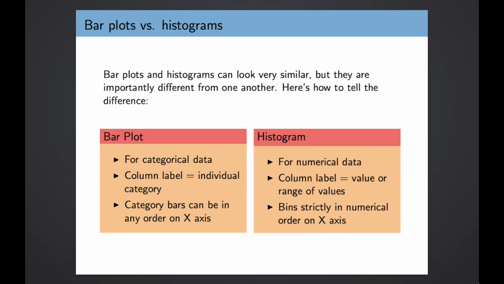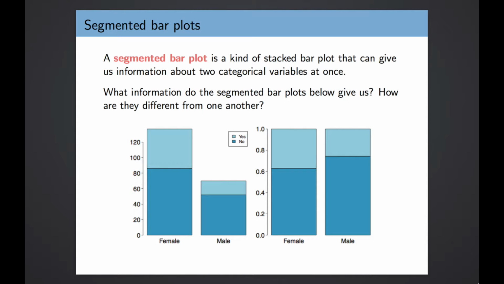So we were just looking at bar plots that showed us the distribution of one of the categorical variables that we were looking at, gender. But what if we want information on both of the categorical variables we were looking at simultaneously? What if we want to look at both gender and responses to that question about whether the student is looking for a spouse while they're in college? A segmented bar plot is a stacked bar plot that can do this for us. So let's look at these two different segmented bar plots in turn.